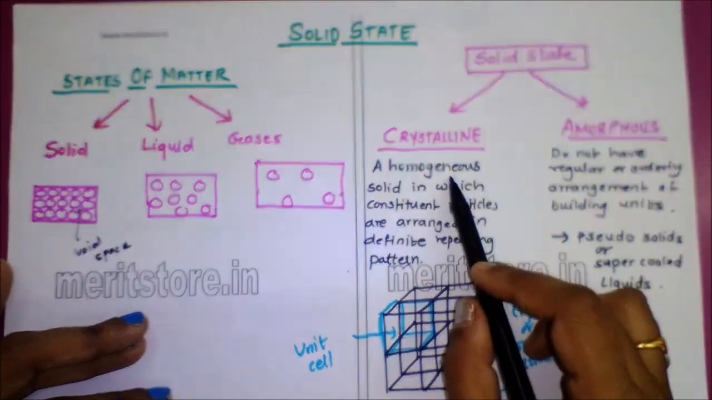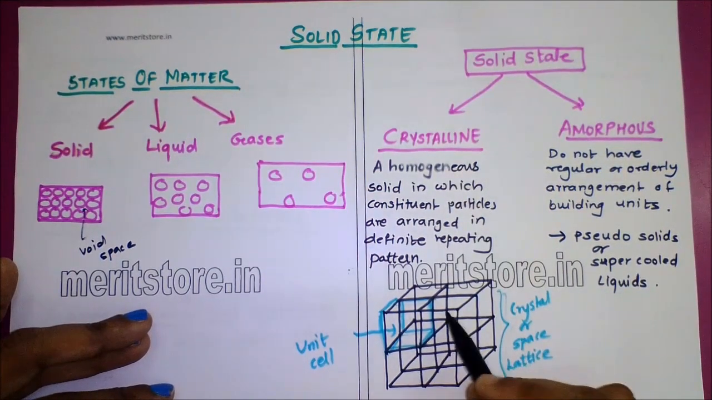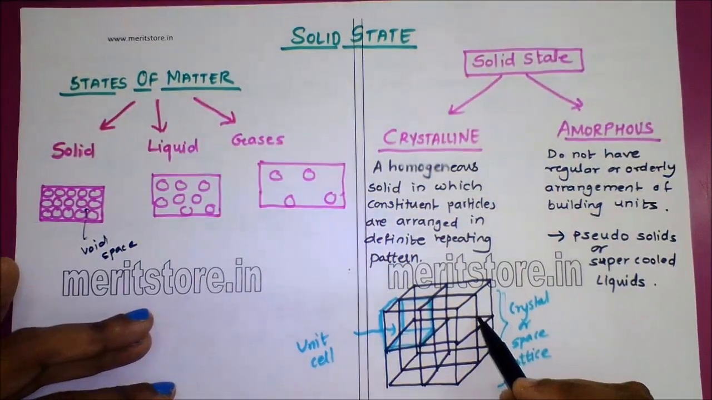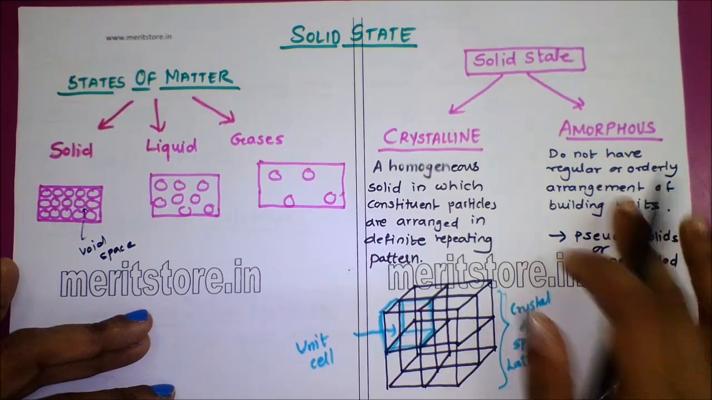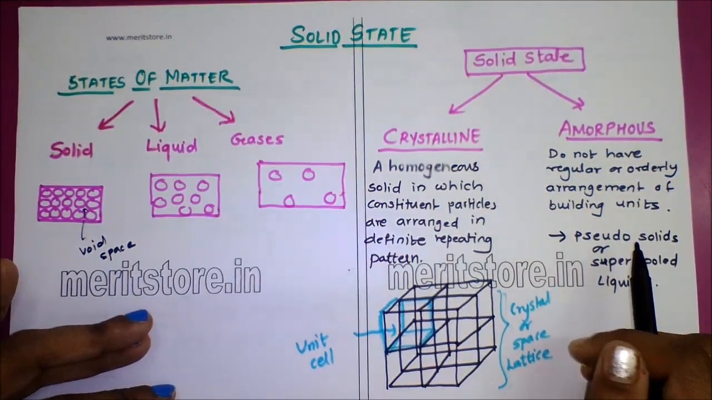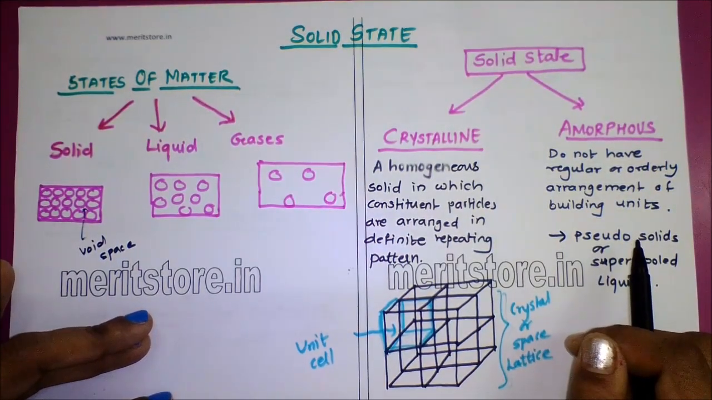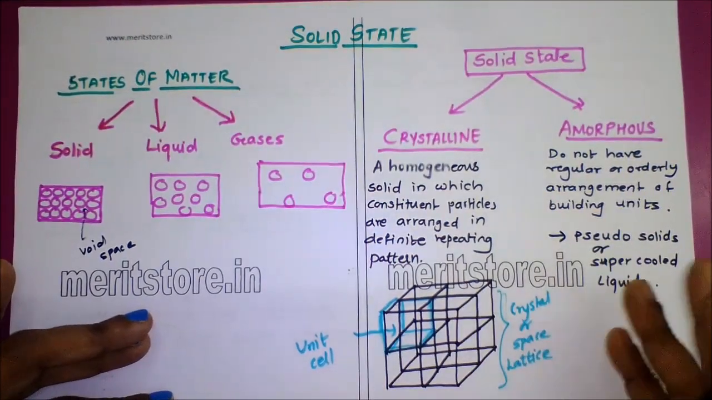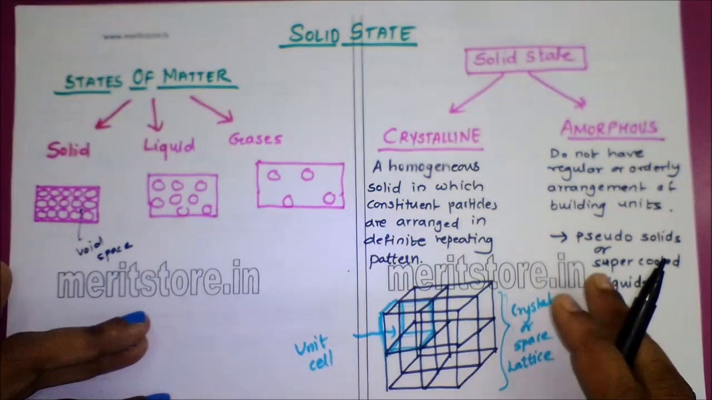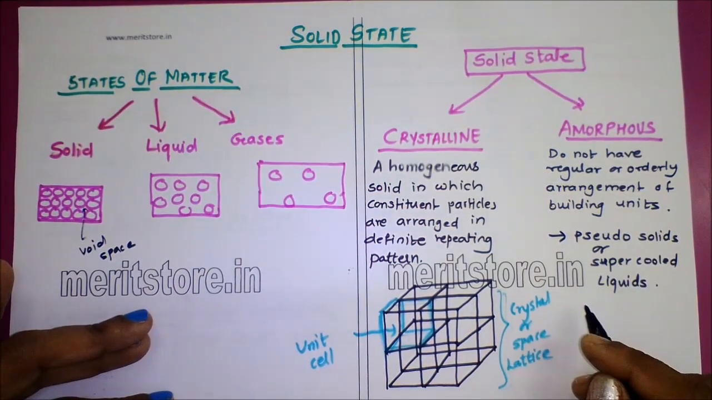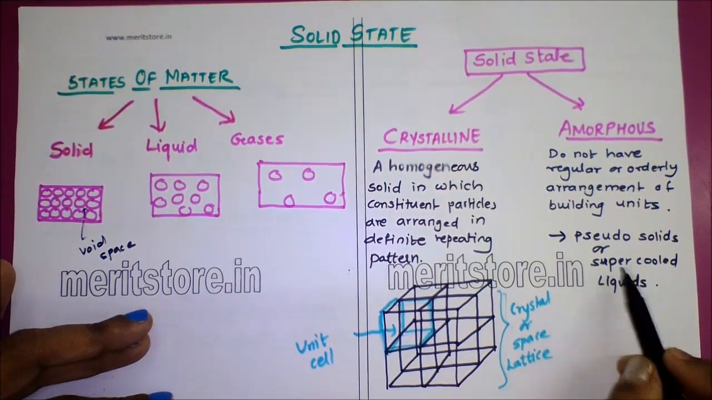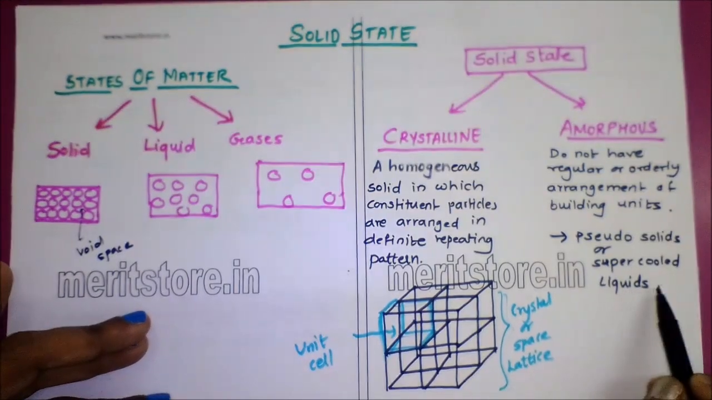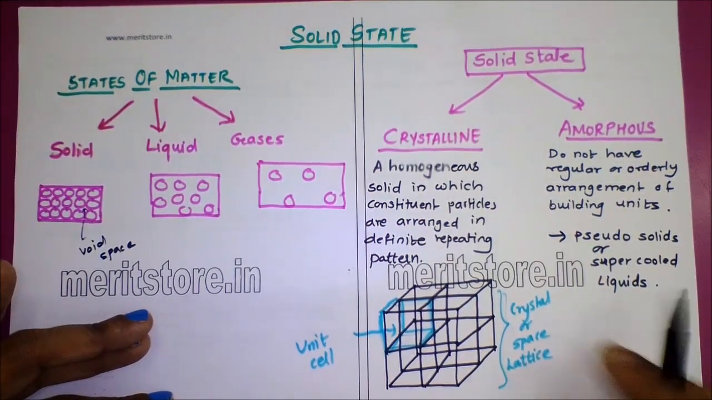So in case of crystalline pattern, there is a certain pattern repeated everywhere, and that pattern we call the unit cell. In amorphous solids, you will not find them irregular everywhere. You will also find a small unit cell in them. But since that unit cell is not followed everywhere, we call them amorphous, or irregular arrangement of particles. That's why amorphous solids are known as pseudo-solids, or they are called supercooled liquids.